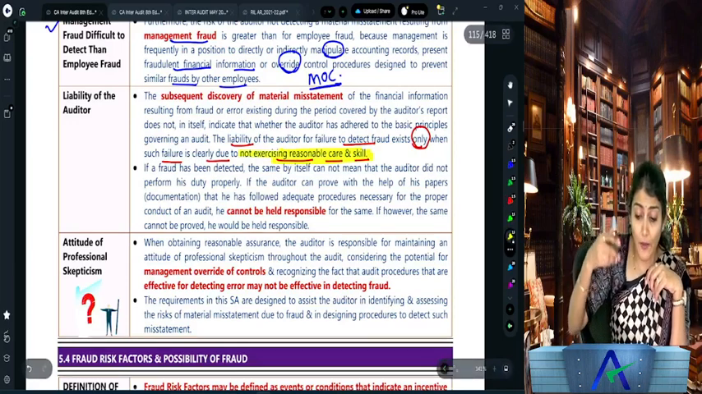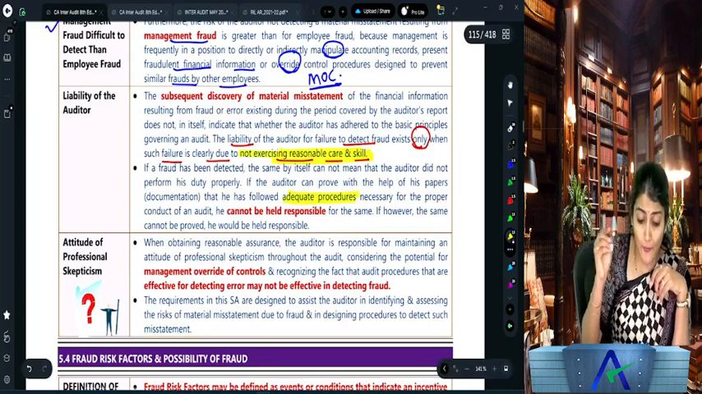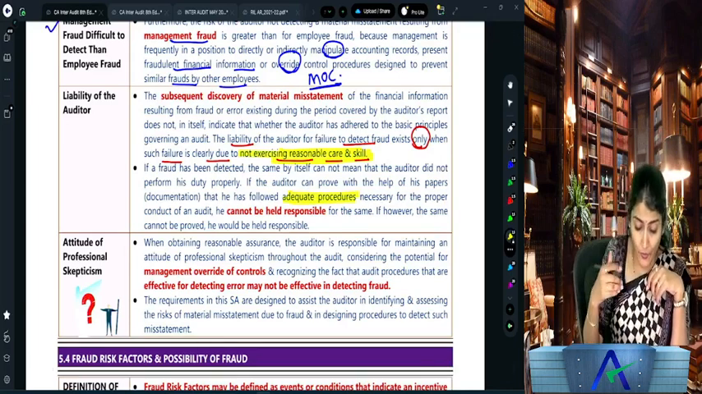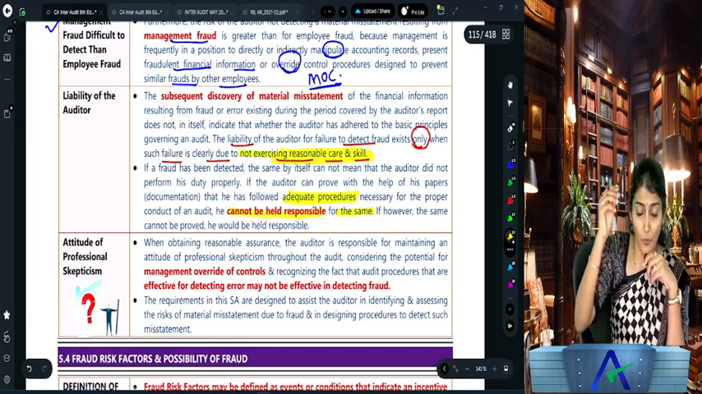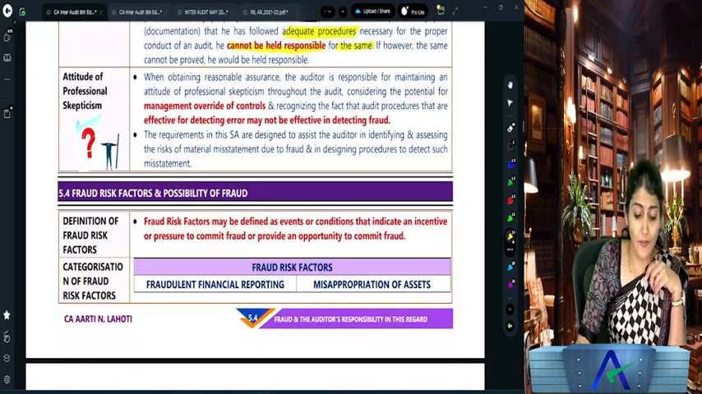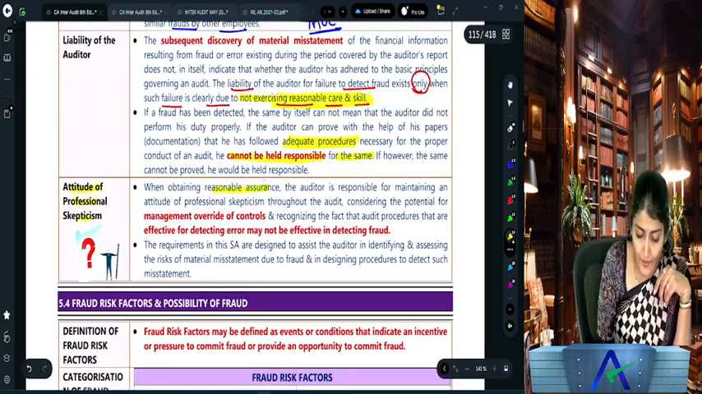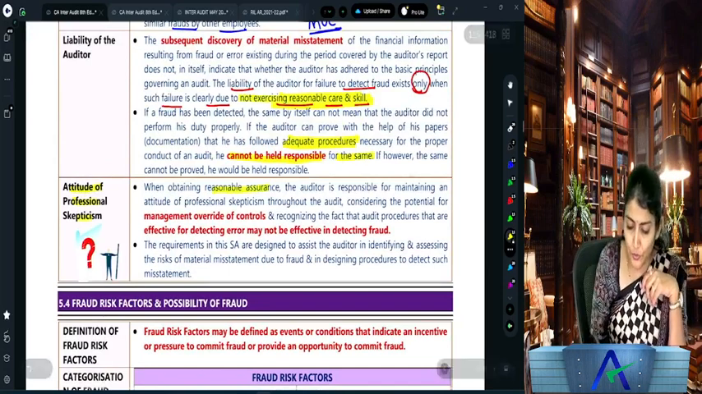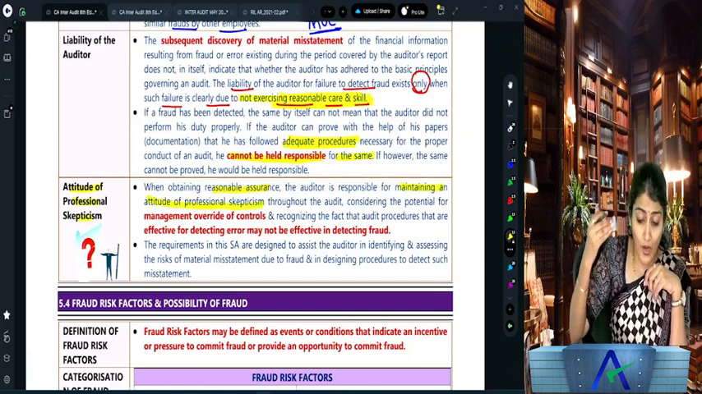And if the auditor is able to prove what? That he has done his work by following adequate procedures for the conduct of the audit, then he cannot be held responsible for the same. So what the auditor needs to prove is the reasonable care and skill. And then what does it say? Auditor, when you are obtaining reasonable assurance, what should you do? You should maintain an attitude of professional skepticism throughout the audit.